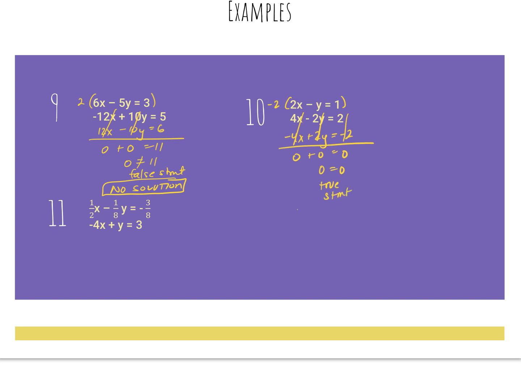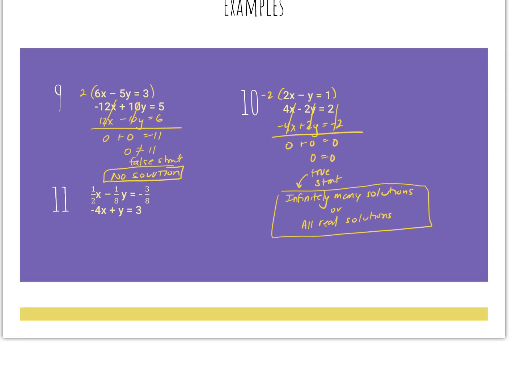And this is an example of, and I don't care how you write it, you can either say infinitely many solutions, that's one way of doing it, or you can say all real solutions. Either one is valid. What's not valid is just saying true. True's not an answer. True leads you to the answer, which is infinitely many or all real solutions. And again, what kind of lines are these? These two equations represent the same line. It's one line on top of the other, and that's why we got that solution.